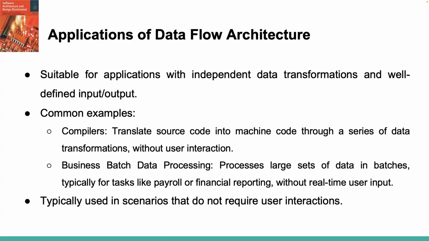One of the most common examples of a system with independent data transformations is a compiler. Think about what happens when you write code in a programming language like C or Java and then compile it into machine code. The process is made up of several independent stages. Lexical analysis: the compiler reads the source code and converts it into tokens. Syntax analysis: it checks whether these tokens follow the correct syntax rules. Semantic analysis: the system checks if the code makes logical sense, like type checking. Code generation: the final machine code or bytecode is generated.